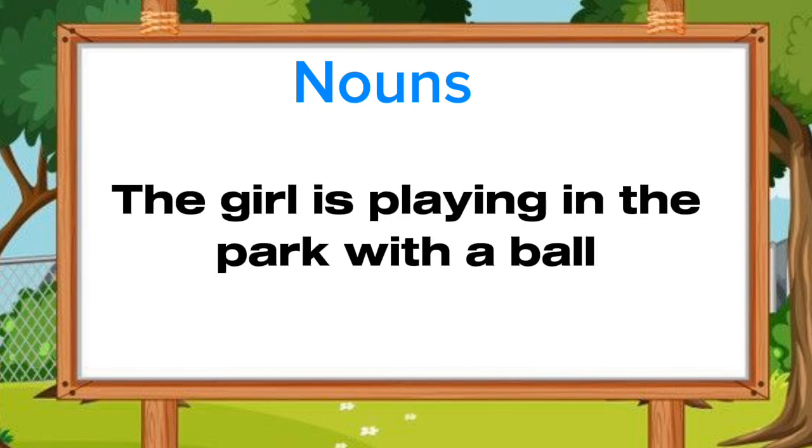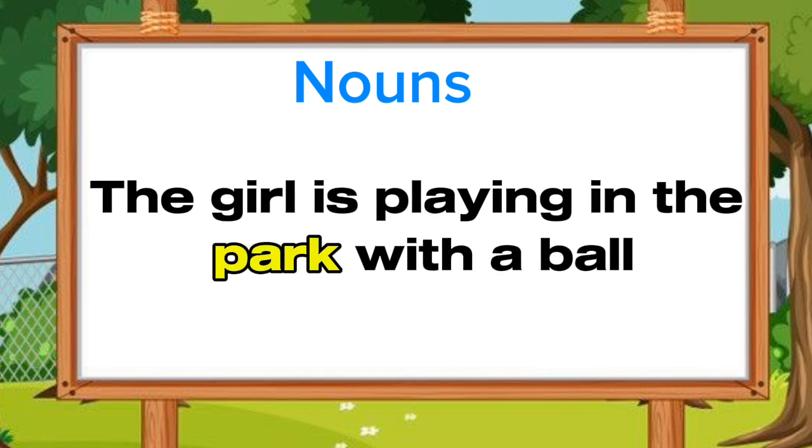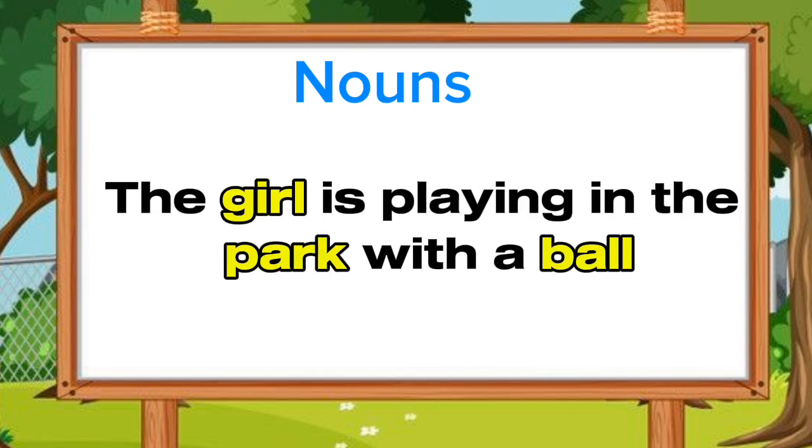The girl is playing in the park with a ball. Can you spot them? We have girl, we have park, we have ball. So girl, park, and ball are all nouns.